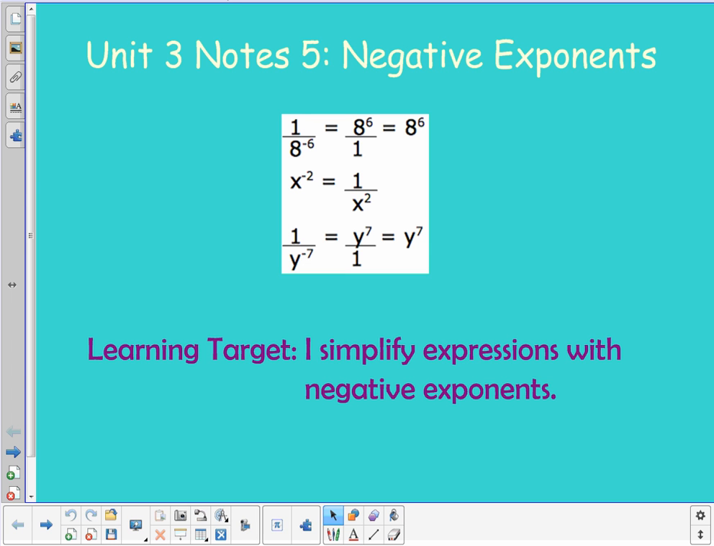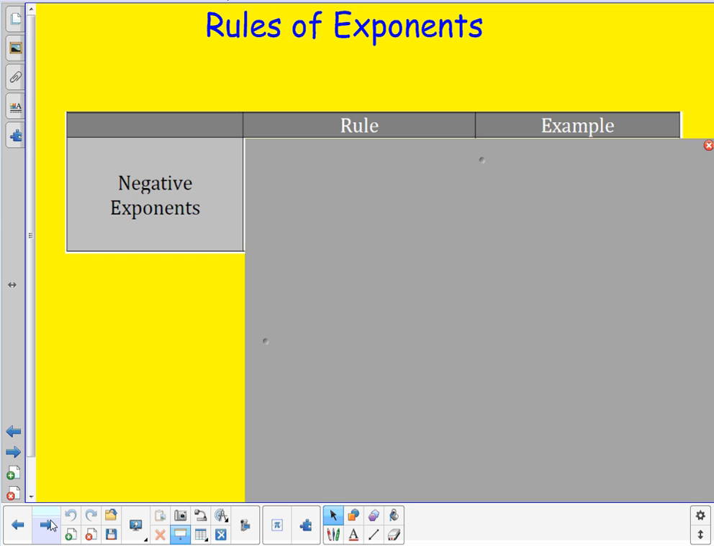And today we are talking about negative exponents. So our learning target is I can simplify expressions with negative exponents. So up at the top we're going to talk about what the rule is, or what we do with expressions when we have negative exponents.